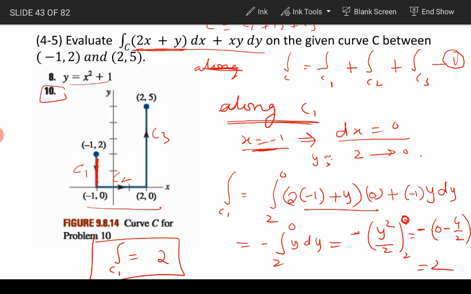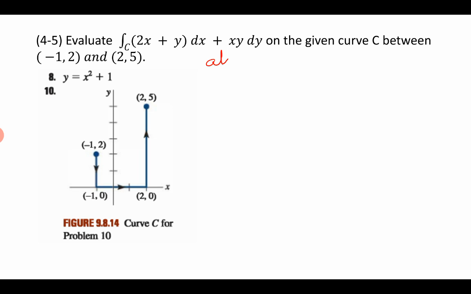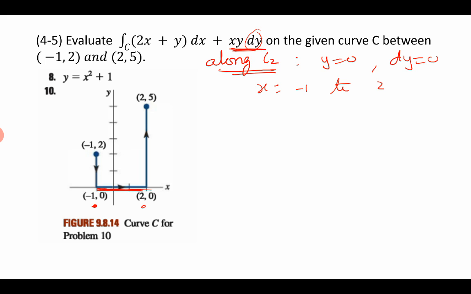So I will find along C2. See, this is your curve C2, on the x-axis. So y is 0. Obviously dy is 0. So the second part will be 0. Y is 0, dy is 0, so this part is 0. What is the limit of x? X is from negative 1 to 2. X varies from negative 1 to 2. Therefore, integral along C2 is integral x from negative 1 to 2.